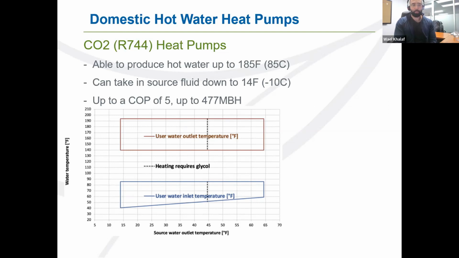And again, this machine, because it's CO2, uses reciprocating compressors. So again, great for high lift. It can go down to very low temperatures or up to very high temperatures, depending on which side you're looking at, and still achieves very interesting and high efficiencies.